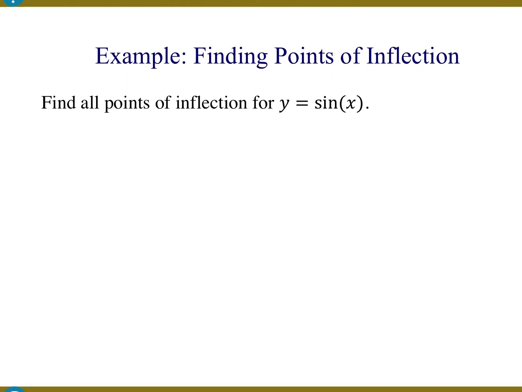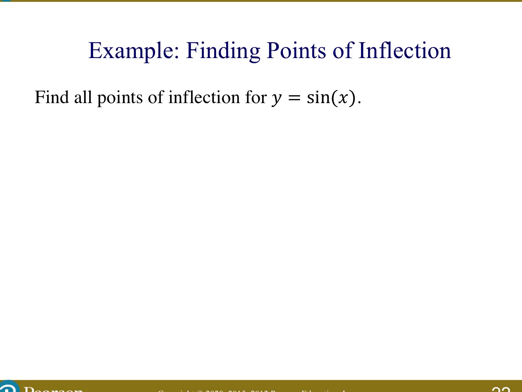Let's find inflection points for sine. You can think about how sine wiggles its way, it oscillates. So sine's going to have lots of inflection points. So we want to find sine's first derivative. The first derivative would be cosine. We'll find the second derivative. The second derivative is negative sine of x. We want to set that equal to 0.